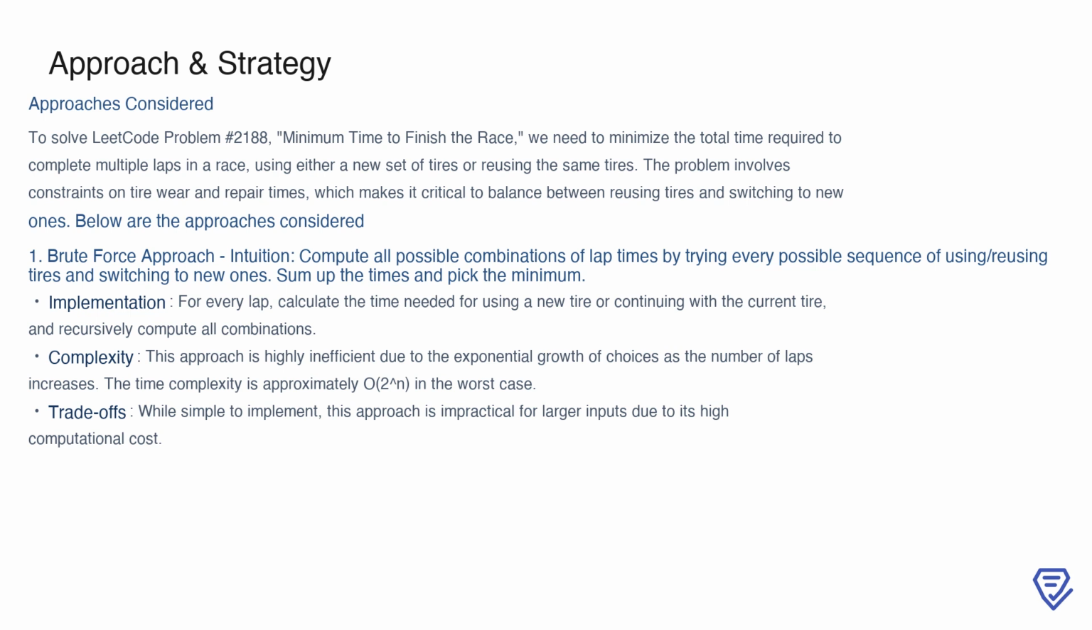The brute force approach is the simplest method to understand. Here, we compute all possible combinations of lap times by exploring every sequence of either using the current tire or switching to a new one. For each lap, we calculate the time required for both options, and recursively consider all combinations across multiple laps. However, this approach is highly inefficient.